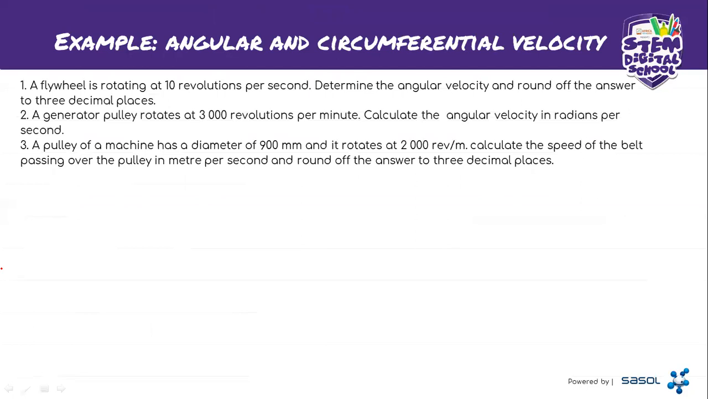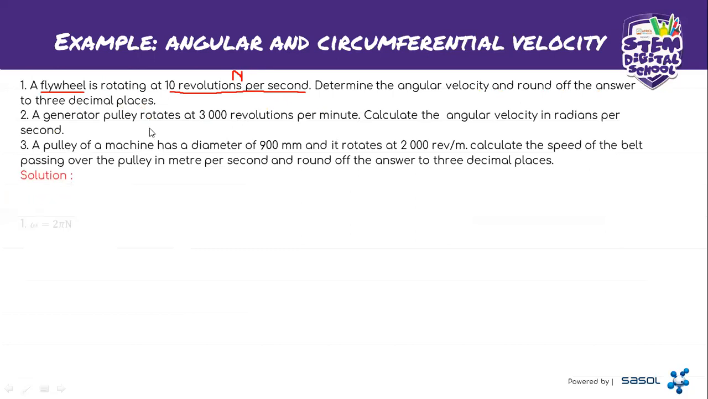Then we have the first question. It says a flywheel is rotating at 10 revolutions per second. Per second, meaning this is our capital N. If you remember, earlier on we spoke about N. Then we're having N there already. Determine the angular velocity and round off the answer to 3 decimal places.